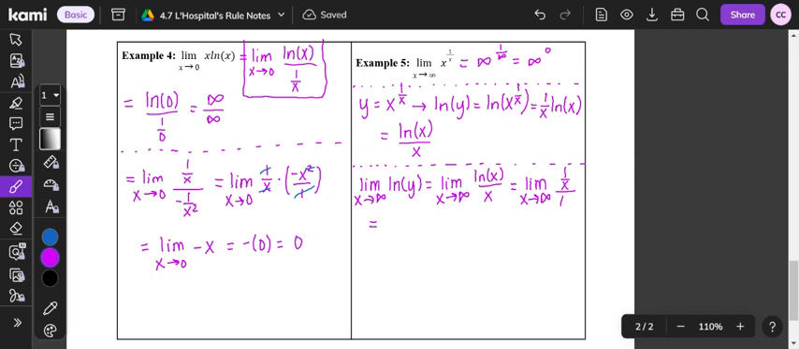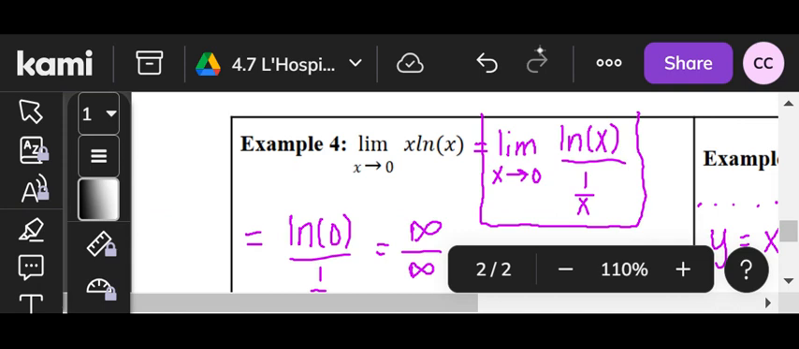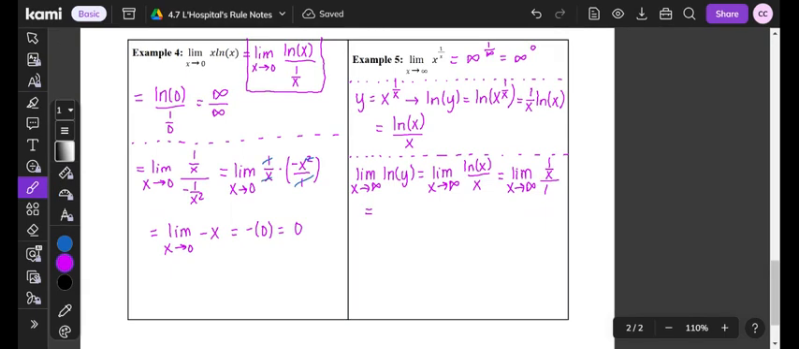Sorry about that, guys. Here we go. This is the limit as x approaches infinity of 1 over x divided by 1. That's just 1 over x. I can go ahead and plug in my infinity, and anything divided by infinity is 0. So now I know the limit of the natural log of y is equal to 0.